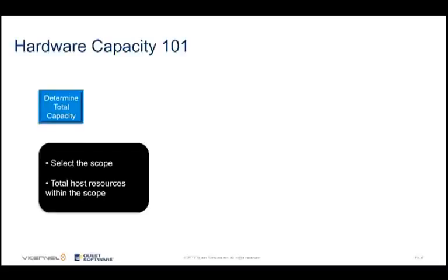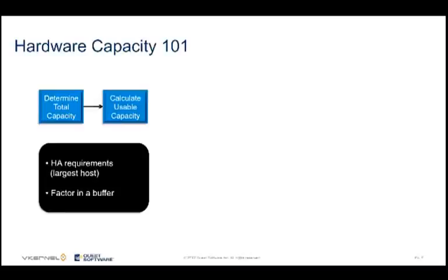Now, once you've selected a scope, the next part is to take the hosts that are within that scope and total up the capacity. So how much memory is available? How much CPU is available? If you want to, you could total up storage that's available, however you want to do that. Then after you've done that, though, all of that capacity is not usable.